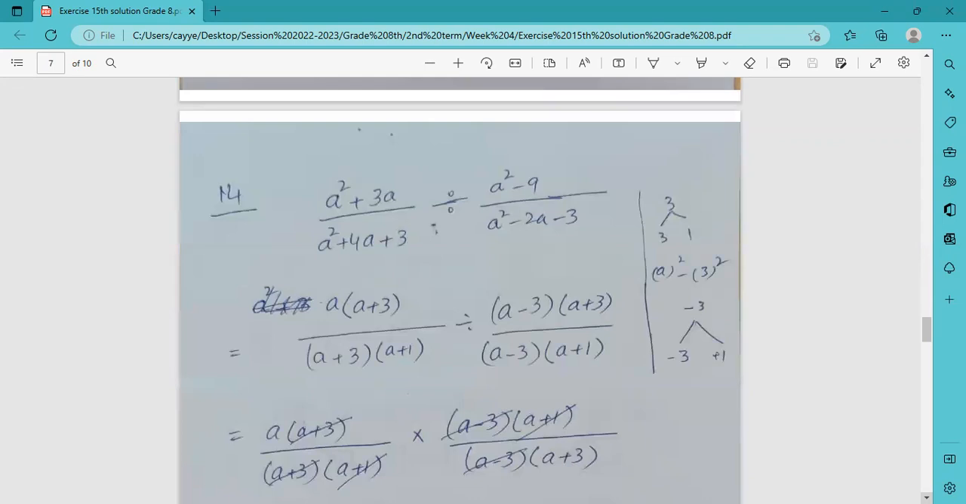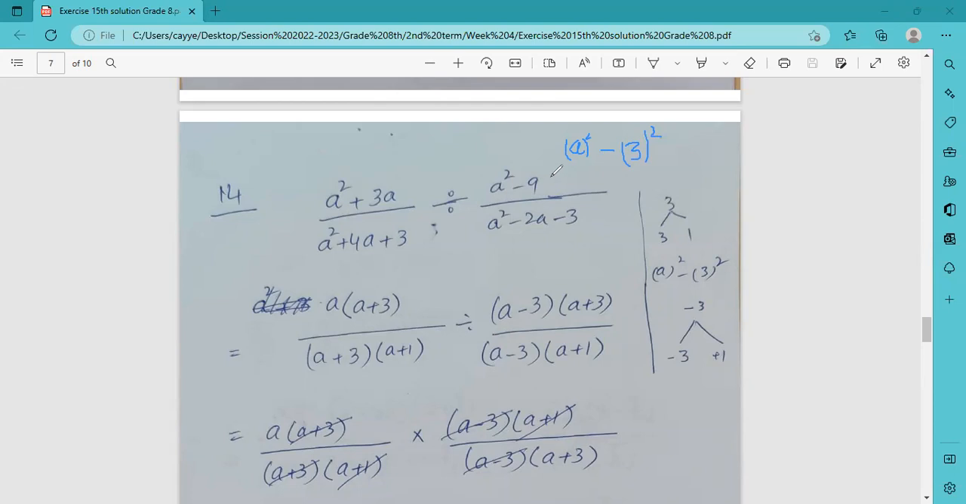Come to question 14. Same question, a square plus, there are two terms, there are three terms. The first two terms, because there is a square, there is a linear one, so you will take out common a. Here there are three expressions, we will use the bridge method or midterm break method. And here same, a square minus 9, we have to apply the formula because this is the third identity, a square minus 3 whole square.